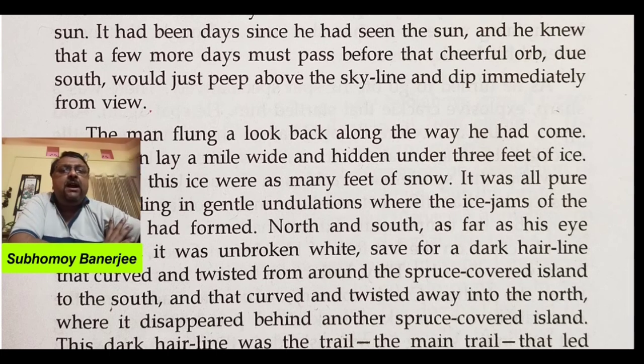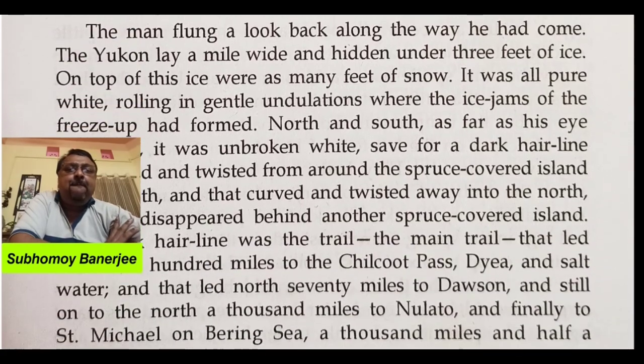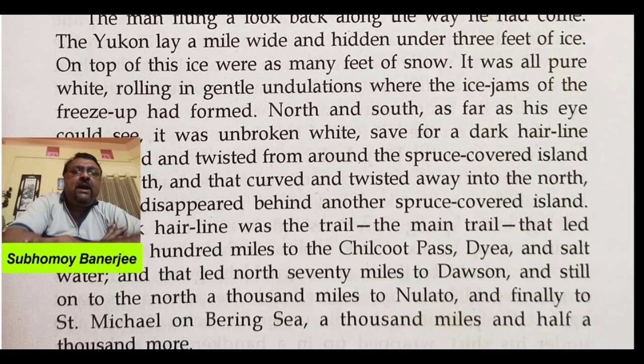The man flung a look back along the way he had come. The Yukon lay a mile wide and hidden under 3 feet of ice. On top of this ice were as many feet of snow. So imagine 3 feet of ice, that is solid frozen ice, and above that another 3 feet of snow, which is soft. It was all pure white, rolling in gentle undulations where the ice jams of the freeze-up had formed.